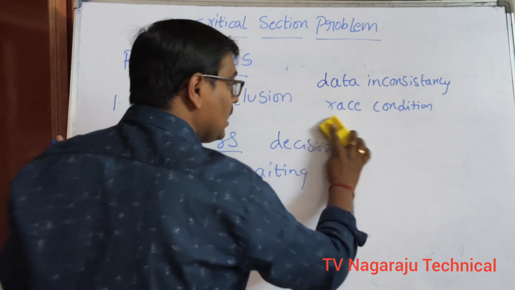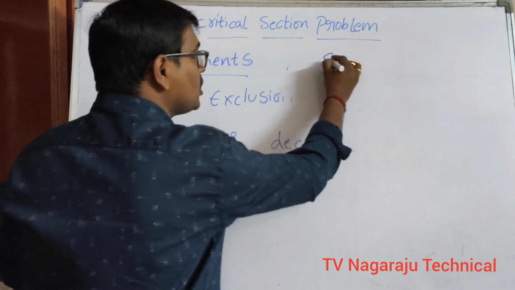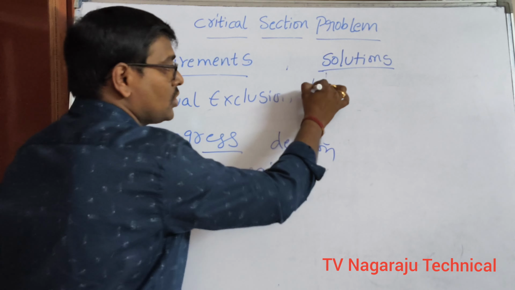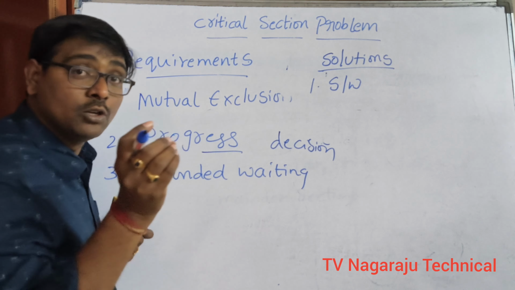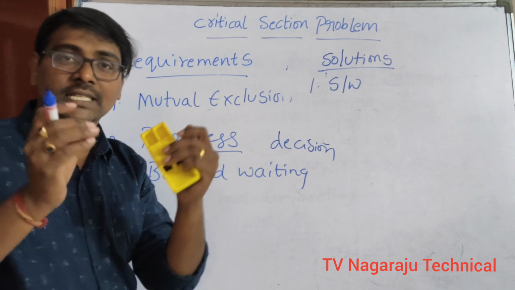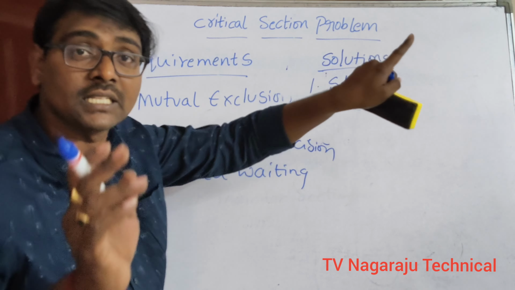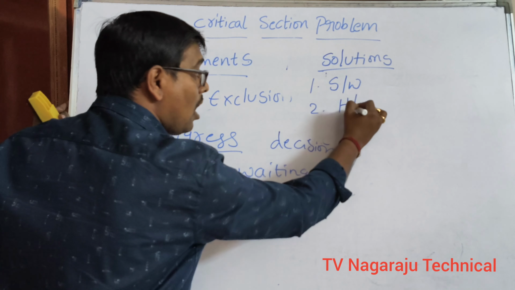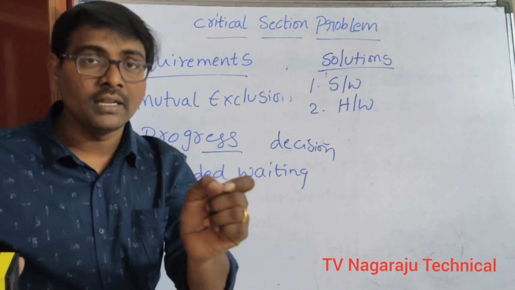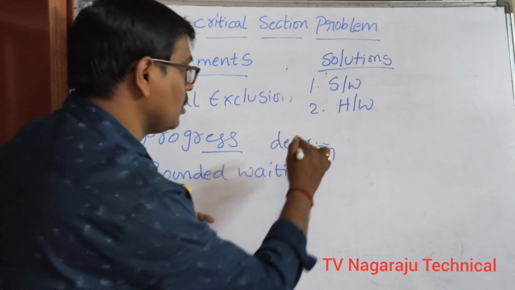Now, finally, the last point: what are the solutions to this critical section problem? There are different types of solutions. One is a software-based solution, that is the Peterson solution. We will discuss each and every topic step by step. Second, hardware-based solutions. Two techniques are there: test and set, and compare and swap. These are the two techniques for hardware-based solutions.